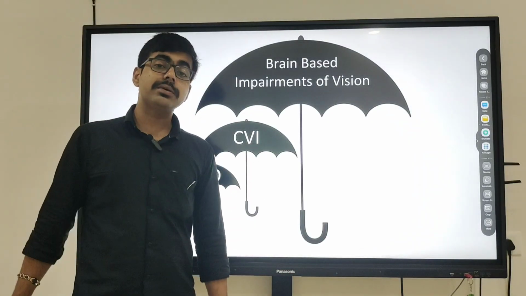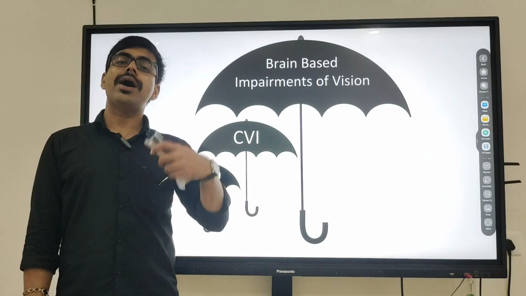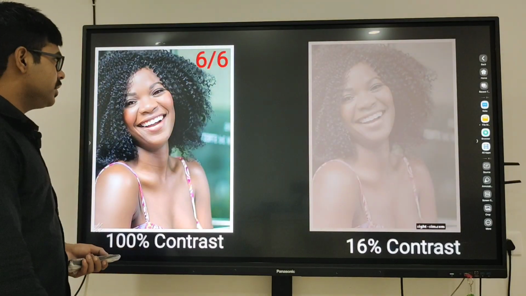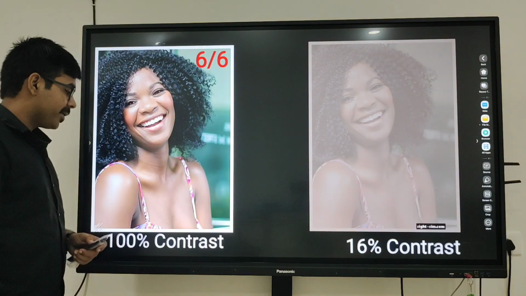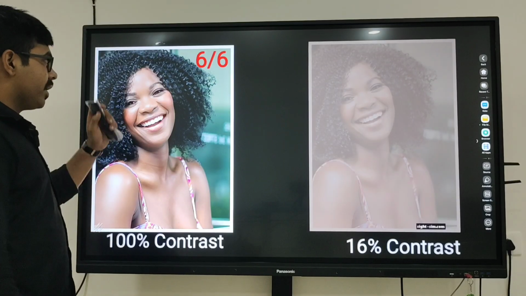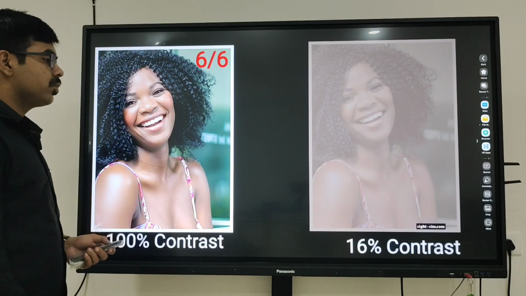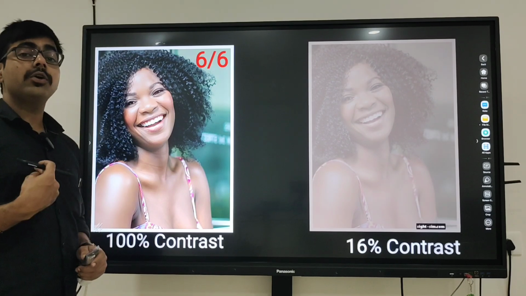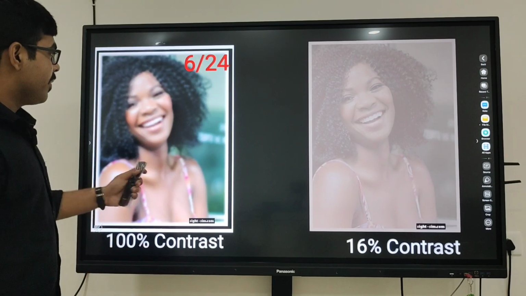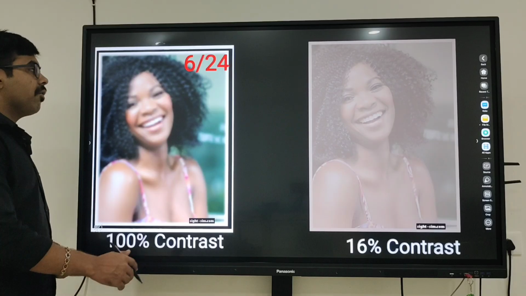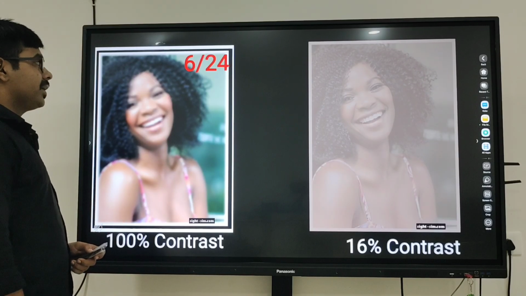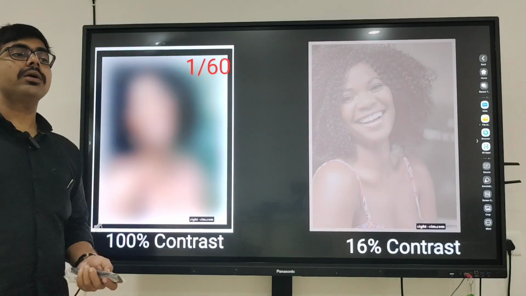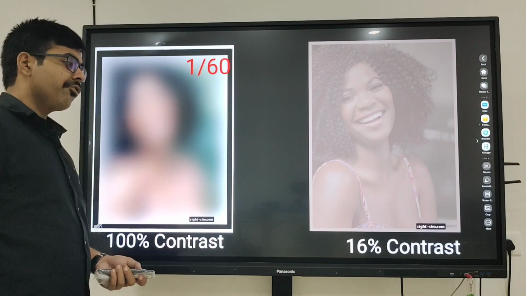What is the meaning of perceptual visual disorder? It means you are able to see the target but you are not able to process the target. That is also a thing you can see. This is the 100% contrast where the girl is absolutely visible to us, but as we decrease the contrast, it is very difficult to identify the girl's face. Now we are decreasing the visual acuity. Now also we can identify. But if we decrease the visual acuity further to 1/60, we will not be able to identify the face.